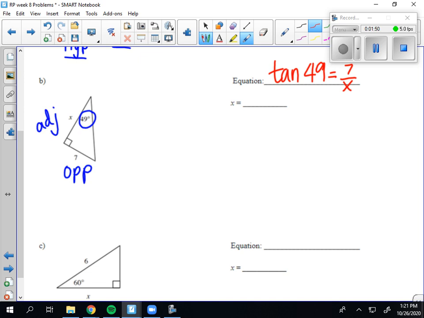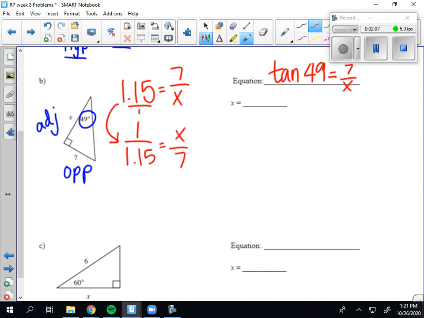So tangent of 49 degrees, I plug that into my calculator, and I get a ratio of 1.15. And remember, I hate when my variable's in the denominator, so you can flip both of these. So technically this is over 1, so I flip it, and then I flip it. And then that makes it really easy because all I have to do is multiply by my denominator. So 7 times 7 cancels. 7 times 1 divided by 1.15. So 7 times 1 is 7, divided by 1.15 is about 6.09.